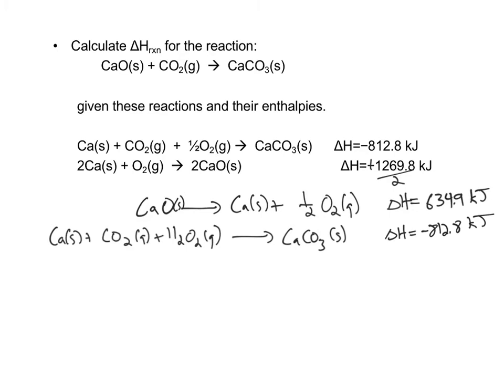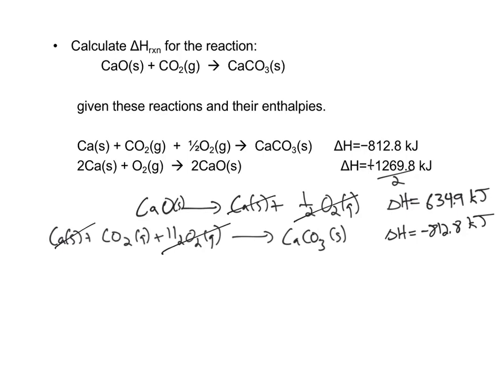And now I've used both of the reactions I was given, so if this doesn't work, then I've probably done something wrong. And so I want to see if there's anything I can cancel out. I've got a half O2 on the products in this reaction and a half O2 on the reactants in that reaction, so those will cancel. And then I have a calcium solid, 1 mole of calcium solid on the products in the first one, 1 mole of calcium solid on the reactants in the second one, and so that'll cancel out.